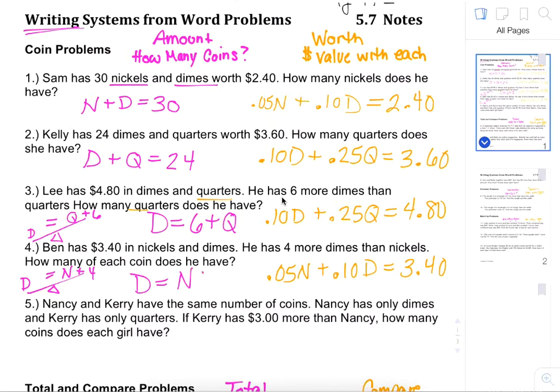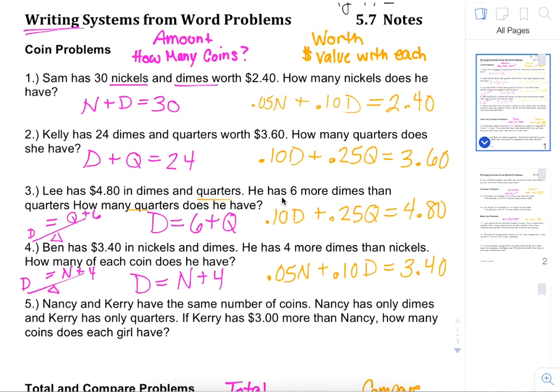D equals nickels plus 4. It doesn't really matter if you do 6 plus q or q plus 6. It doesn't really matter if you do n plus 4 or 4 plus n. Doesn't matter. It's the same thing. Okay? All right, number 5, last one.